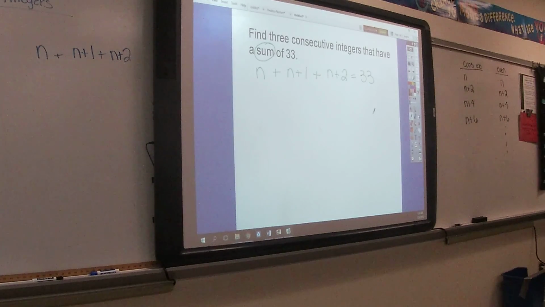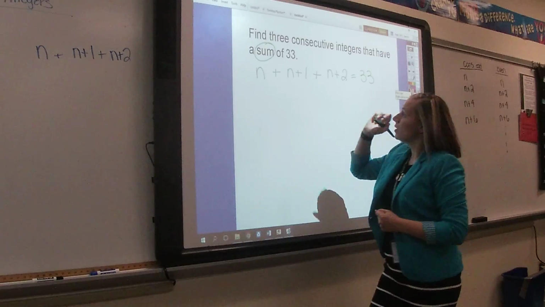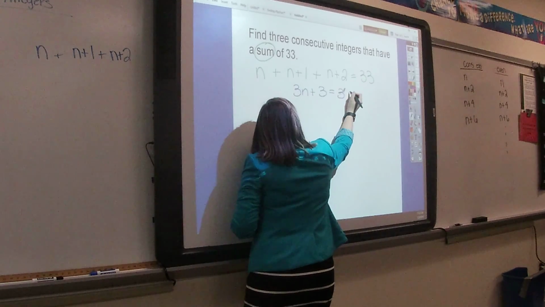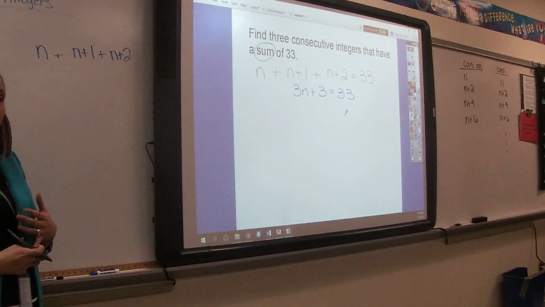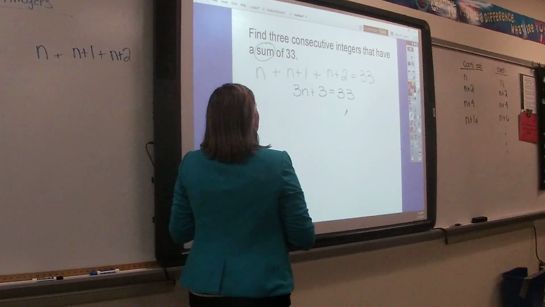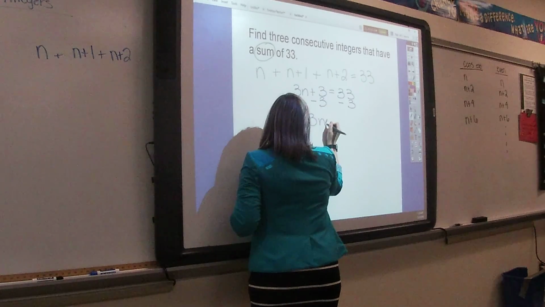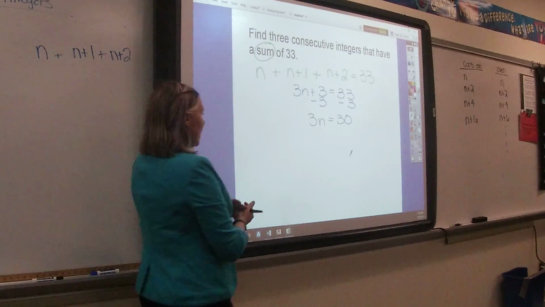Is this something we know how to solve? Yes. So what do n, n plus 1, and n plus 2 all simplify to? 3n plus 3. And is this something that we know how to solve? Yes. So what are we going to do to solve this? Subtract 3. Divide by 3.